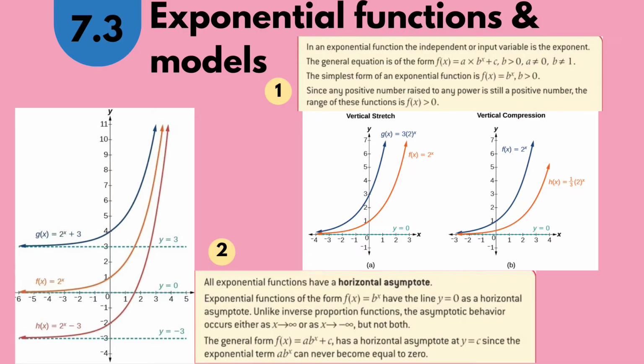Exponential functions in the form f(x) = b^x have the line y = 0 as their horizontal asymptote. This behavior occurs either as x approaches infinity or as x approaches negative infinity, but cannot be both at the same time. This can be seen in both graphs. The general form f(x) = a·b^x + c has a horizontal asymptote at y = c, since the exponential term a·b^x can never become equal to 0.